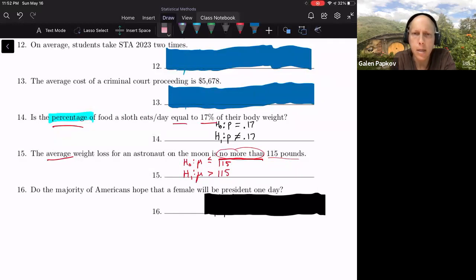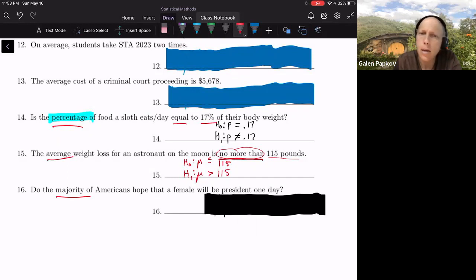And so for 15, what we are investigating happens to be the claim in the null hypothesis. Whereas most of the others or all of the others have been in the alternative. Finally, 16, do the majority of Americans hope that a female will be president one day? So majority, you're looking for most, you're probably investigating a percentage or proportions. That implies P is our parameter of interest.